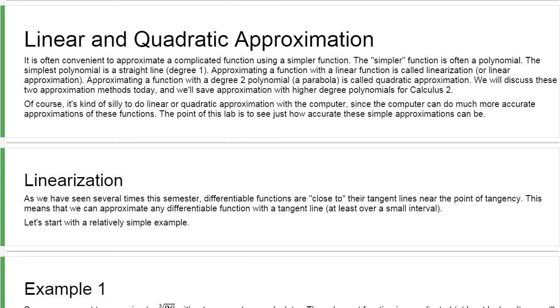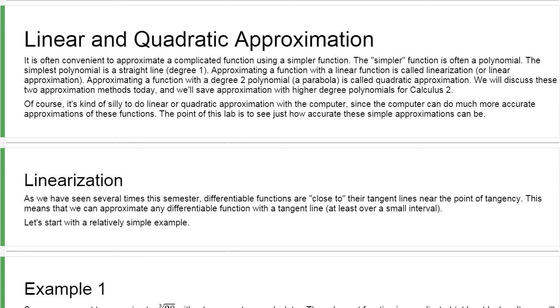If you want to approximate a function with a linear function, a straight line, it's called linearization or linear approximation. If you want to use a parabola or degree 2 polynomial to approximate a function, it's called quadratic approximation. Those two kinds of approximations we'll talk about today. Later on, if you take calculus 2, you'll talk about degree 3 and 4 and higher degree polynomials.